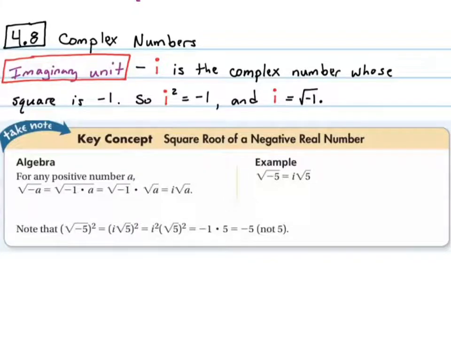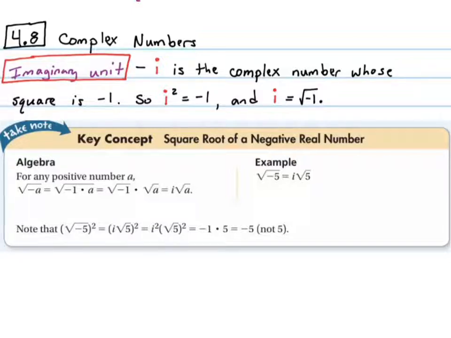All right, section 4.8, we're talking about complex numbers. The first thing we're going to run across is the idea of the imaginary unit. In this case, we're talking about the letter i. i is the complex number whose square is -1. So i squared equals -1, and i itself equals the square root of -1.